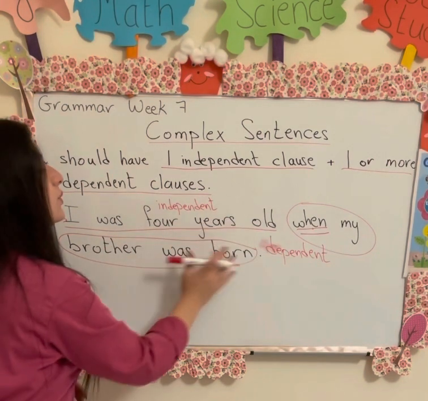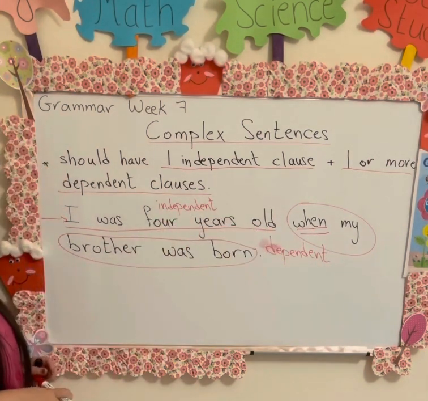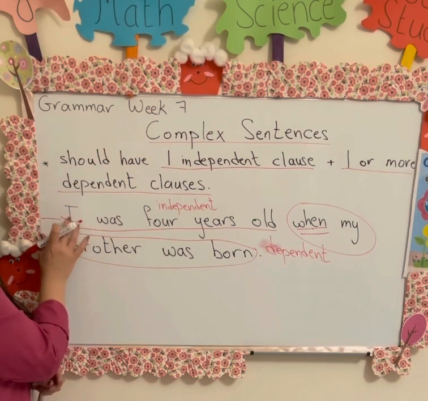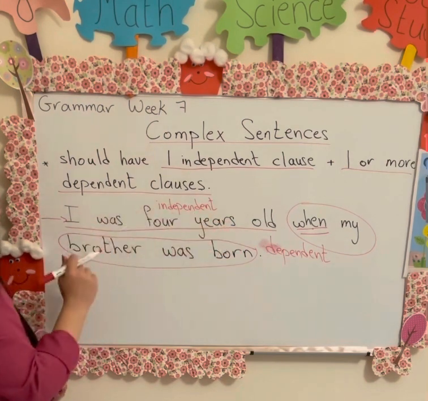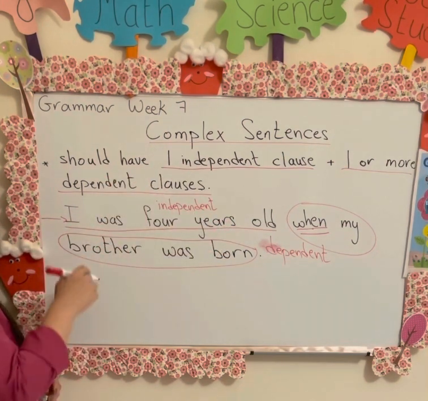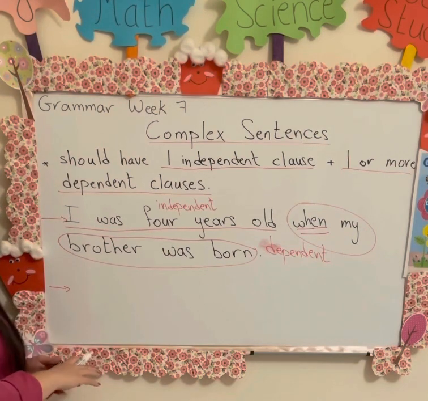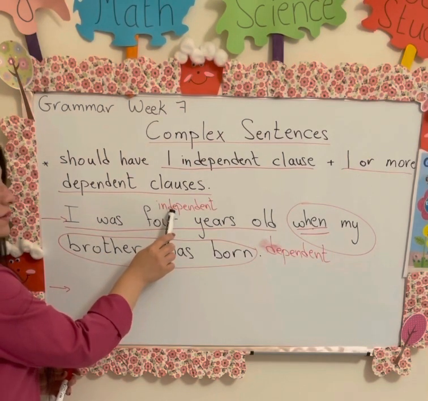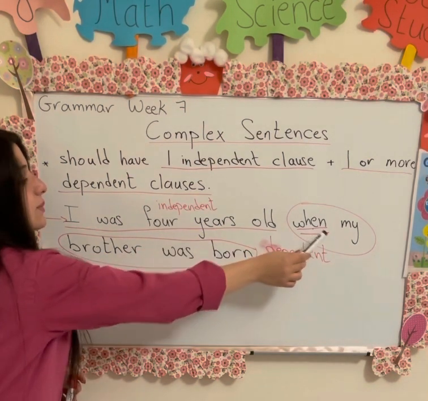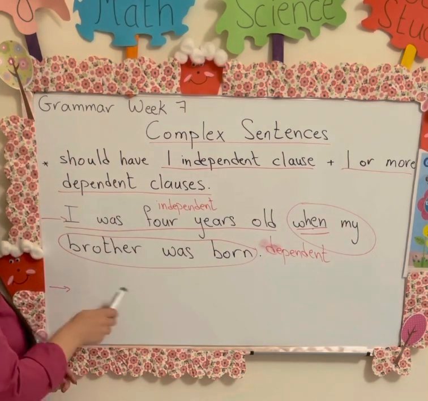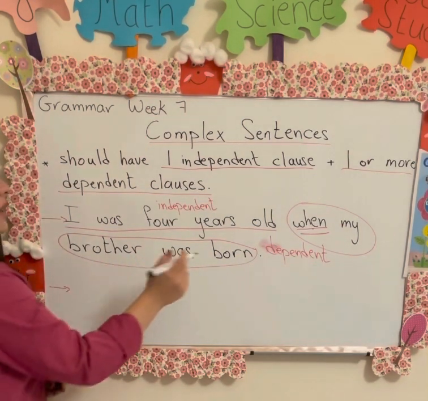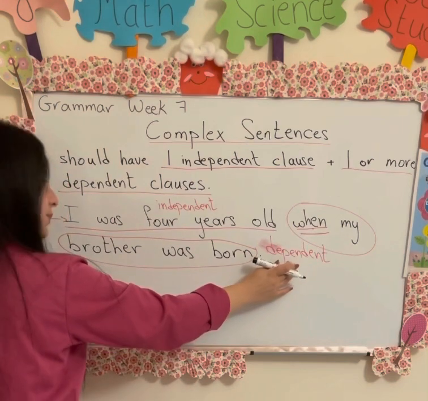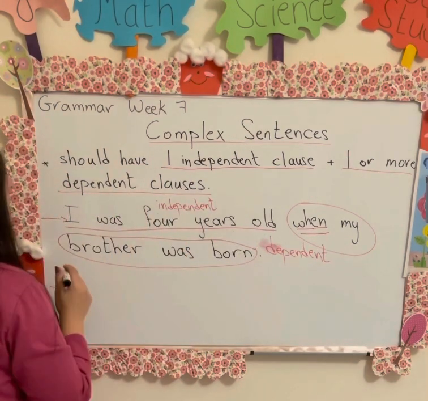In this sentence, we didn't add any comma. This is the first way of punctuating a complex sentence. We have another way of punctuating a complex sentence. In the first example, we started with the independent clause and then the dependent clause. Let's try to switch them the other way. Let's start with the dependent clause and then the independent clause.